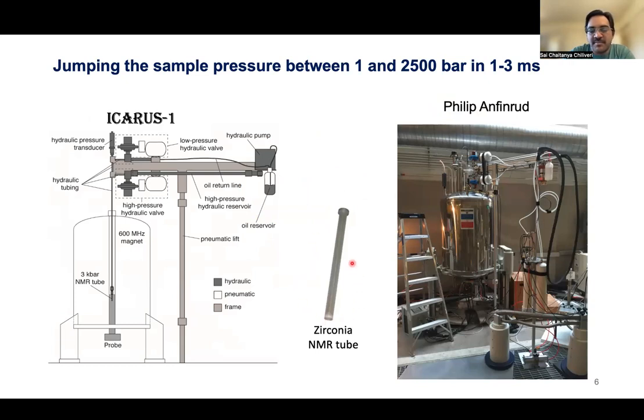The high pressure NMR experiments are conducted in a zirconium NMR tube, as this high pressure NMR tube can withstand pressures of up to 3 kilobars. This tube is mounted in the NMR probe and connected by stainless tubing to a valve that operates at high pressure, and also a valve that operates at low pressure. By switching the low pressure or high pressure valves, we can switch between 1 bar and 2.5 kilobar in a span of about a couple of milliseconds.